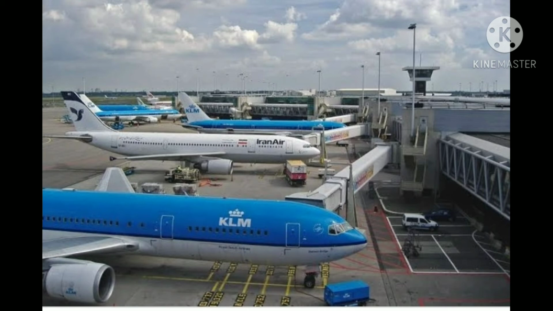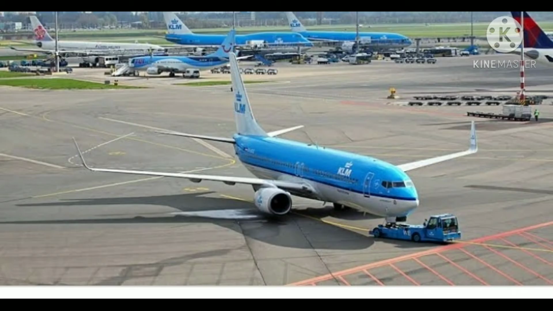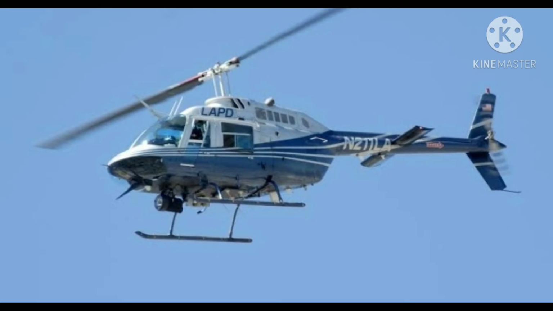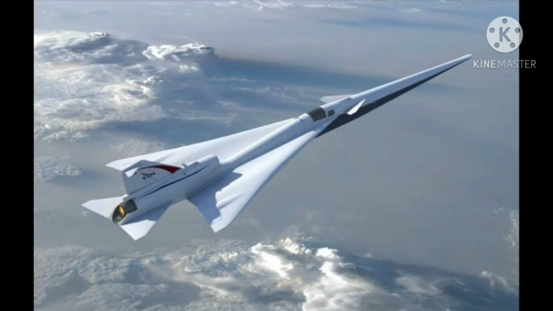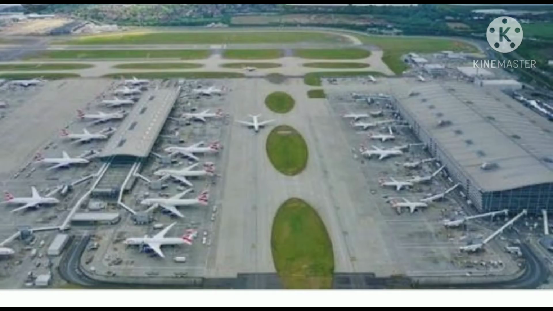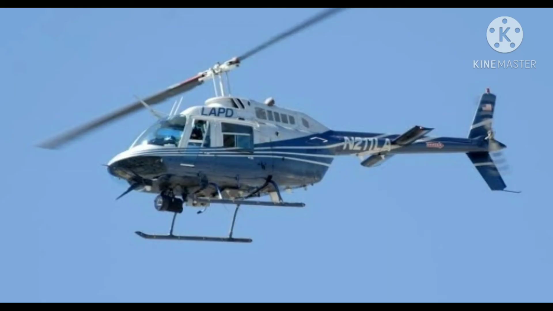In the beginning, biplanes were used. These came to be replaced with the faster planes, aeroplanes, helicopters, and jets. Later, supersonic aircrafts came to be used. All big cities of India have airports.